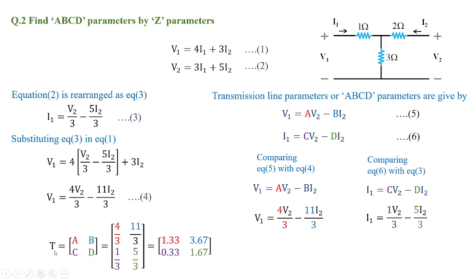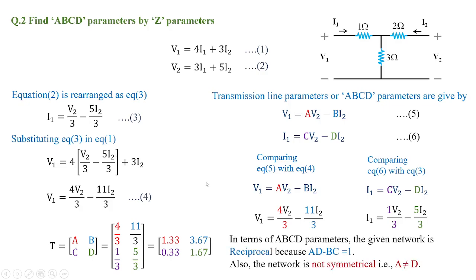Now with this, I get the transmission line parameters ABCD, where A is 1.33, B is 3.67, C value is 0.33 and D value is 1.67. The same result we obtained with the formula-based approach. This solution is based upon framing the equations by rearranging them and substituting into the given equations. So this is the substitution method. You can employ the technique for other parameters also, and check the conditions for reciprocity and symmetry.